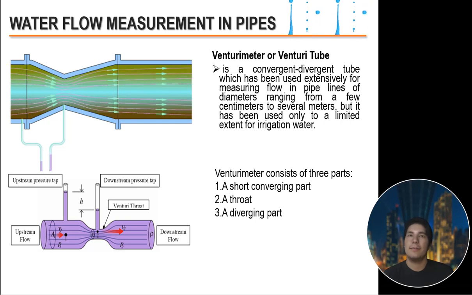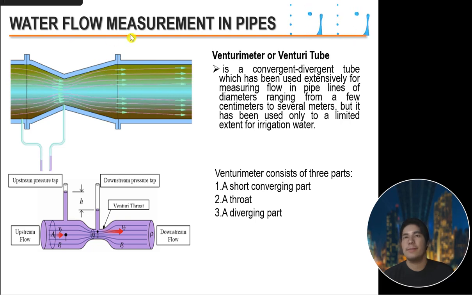So this time we continue our discussion on water flow measurement, but this time in pipes. Okay? So this is what we use to measure discharge, the venturimeter or the venturi tube. It is a convergent divergent tube. So you can see here, this is what we call the venturi. It has a converging and then a diverging part. So that is the venturi tube.